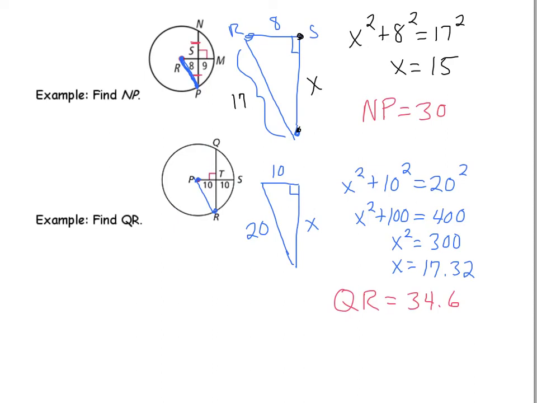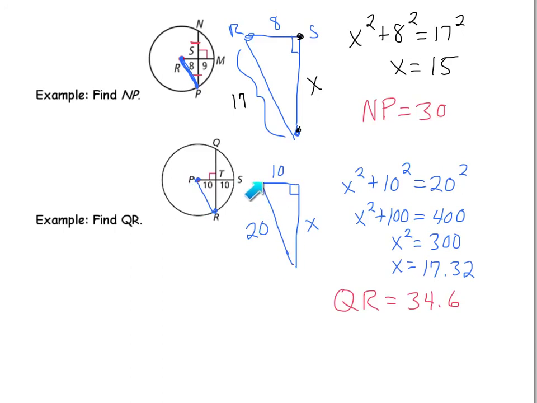Taking a look at the last example here. We have the length from P to T is 10, from T to S is 10 also. Using that information, I know from P to S, the radius is going to be 20. So anywhere I draw a radius on this, it's going to be 20 units, meaning from P to R, that is going to be 20 units.